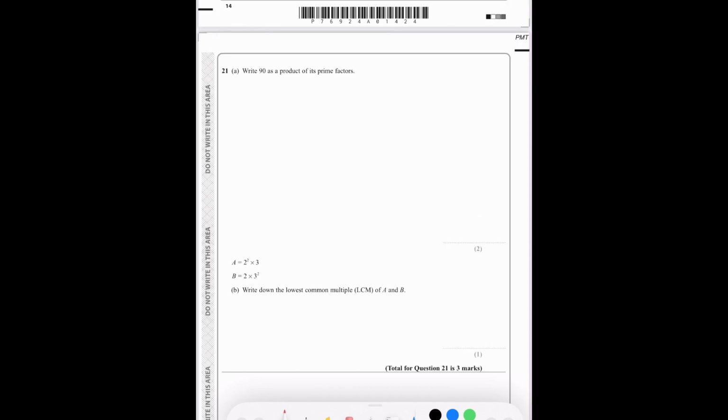Write 90, question 21. Write 90 as a product of its prime factors. So we can do a prime factor tree. There's lots of different ways to do this. I can do 2, which is a prime factor, times 45, 3 times 15, and 15 is 3 times 5. Don't forget, I can check this on my calculator. That gives me the answer of 2 times 3 times 3 times 5, or I could put 2 times 3 squared times 5. Both are correct.